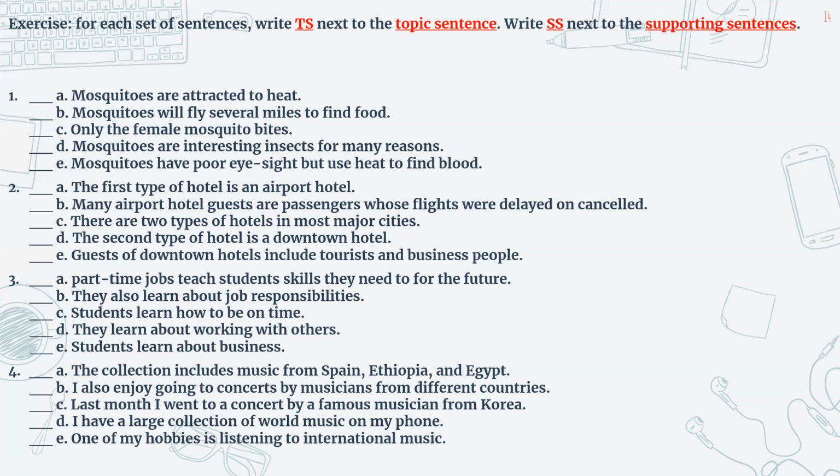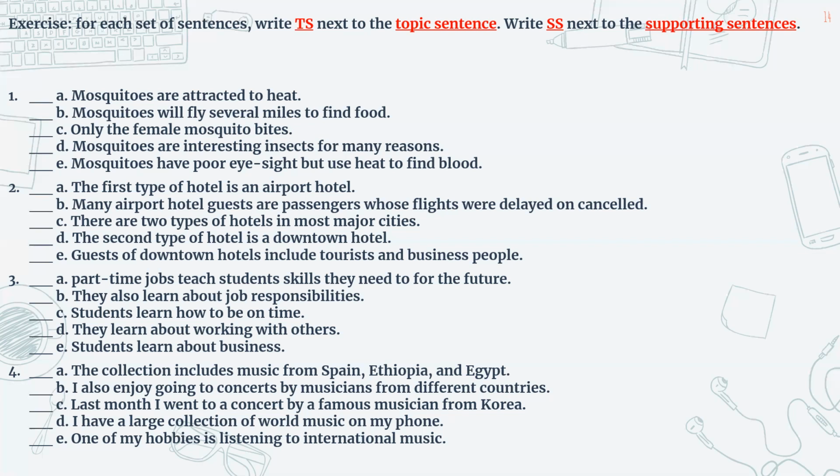B, they also learn about job responsibilities. C, students learn how to be on time. D, they learn about working with others. E, students learn about business. So the topic sentence here will be A. Part-time jobs teach students skills they need for the future. And the rest of the sentences, B, C, D, and E, are supporting sentences.